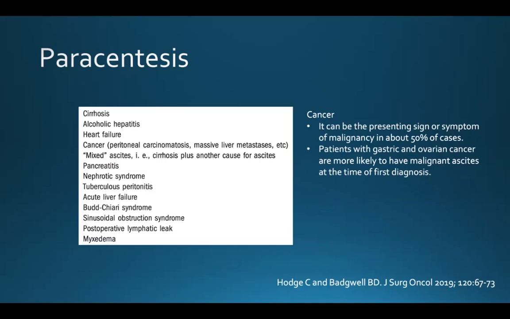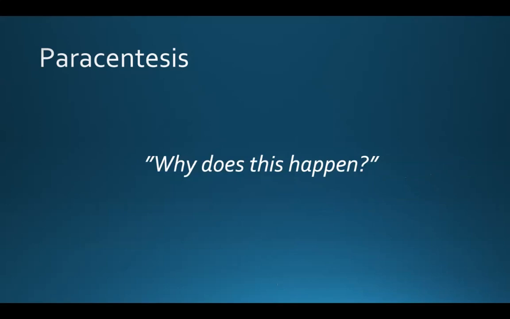Ascites can be the presenting sign or symptom of malignancy in about half of the cases, and patients with gastric and ovarian cancer are more likely to have malignant ascites at the time of their first diagnosis. The reasons why ascites occurs in these patients is very complex.